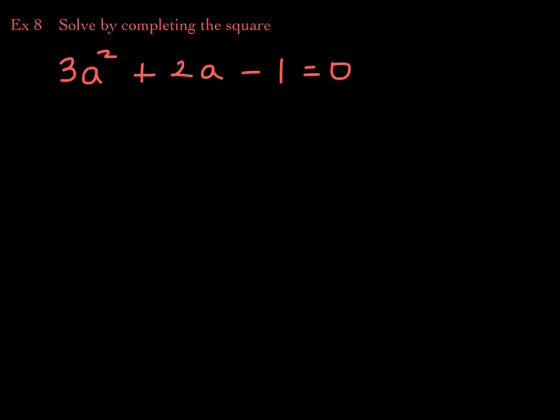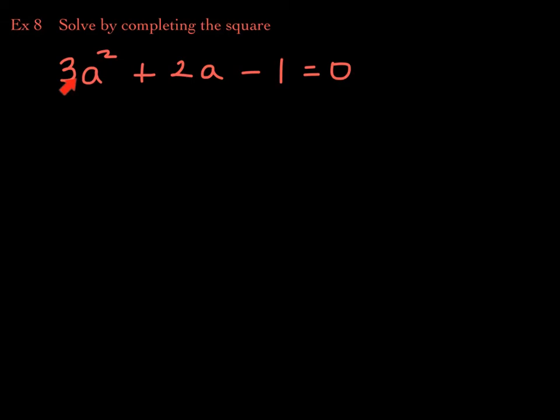Next equation here, we have 3a squared plus 2a minus 1 equal to 0. All right, first things first, if we're going to solve by completing the square, we have to make sure that the leading coefficient is 1. This time around, the leading coefficient is not 1, it's 3. We need this coefficient to be 1.